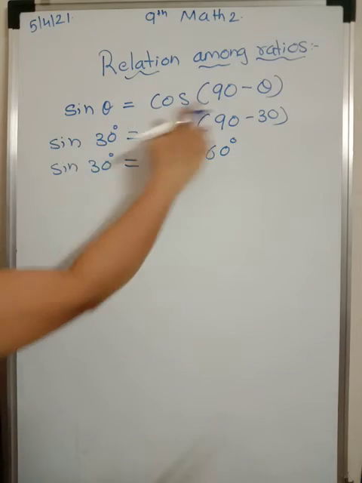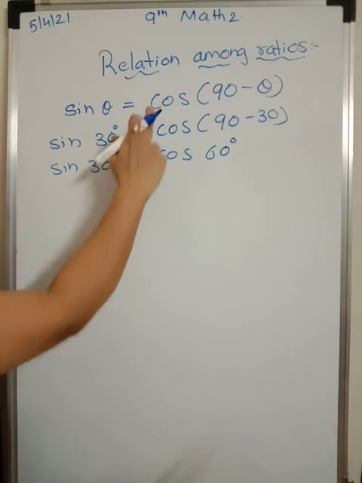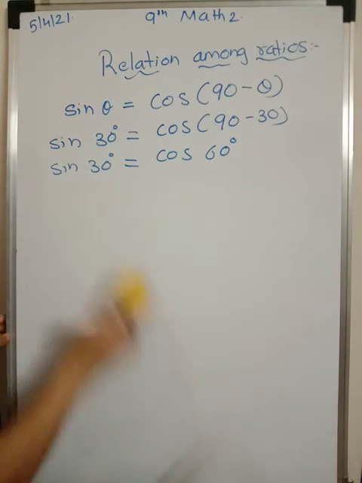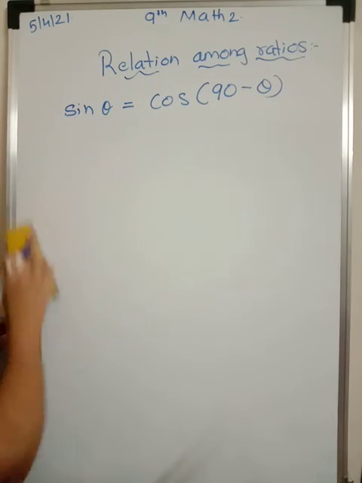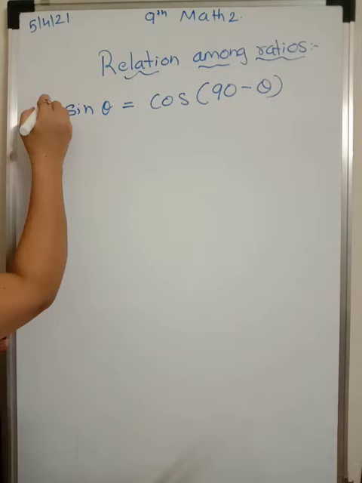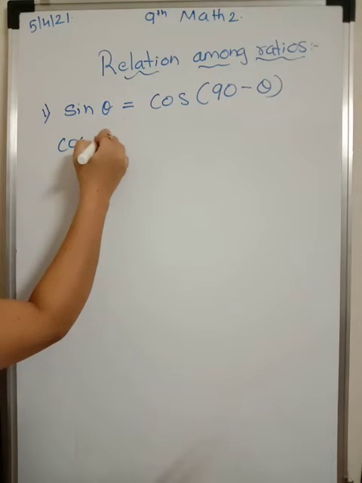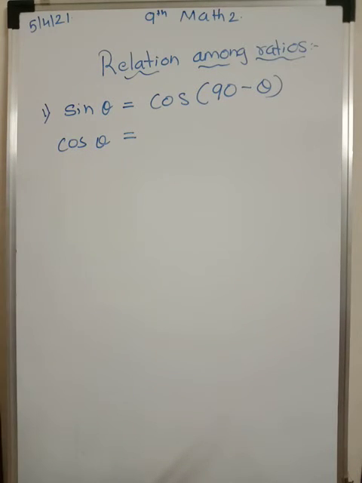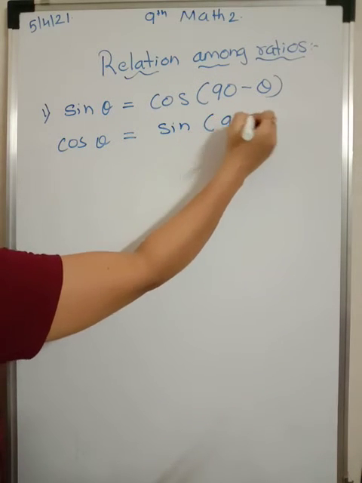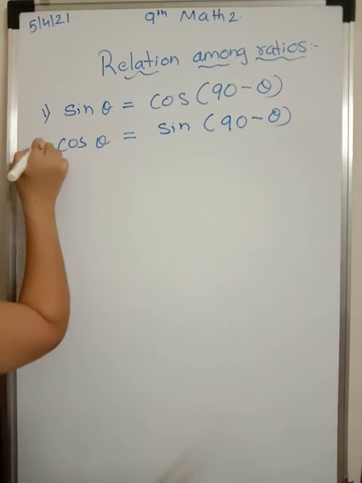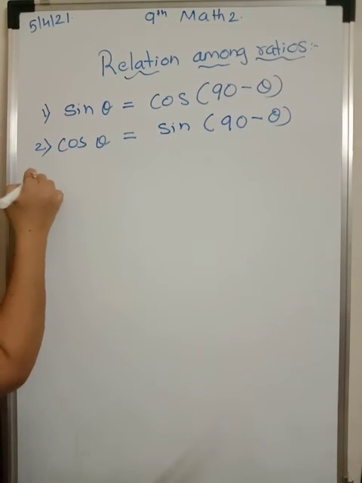Okay, so remember this formula. Sin theta is cos of 90 minus theta. This was an example, you have to write down this. Write the heading relation among ratios and this is first. Similarly, cos theta is also nothing but sine of 90 minus theta. This is the second relation.